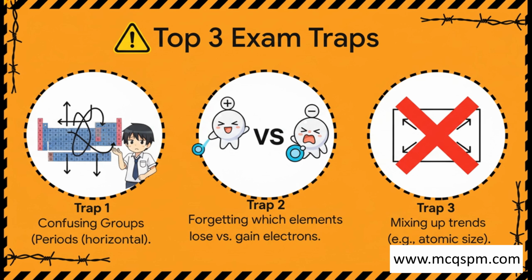And finally, getting the atomic size trend backwards. Just chant it to yourself. Down gets bigger, across gets smaller. Avoid these 3, and you are well on your way.